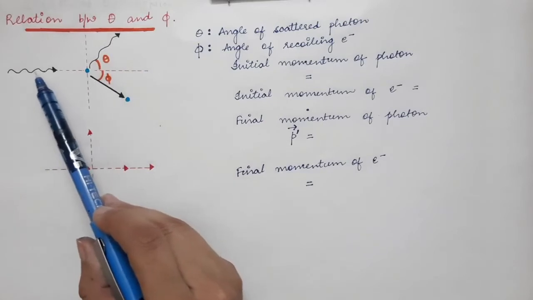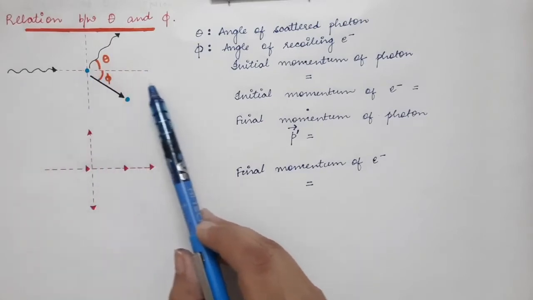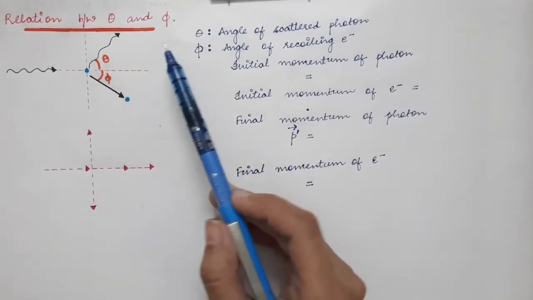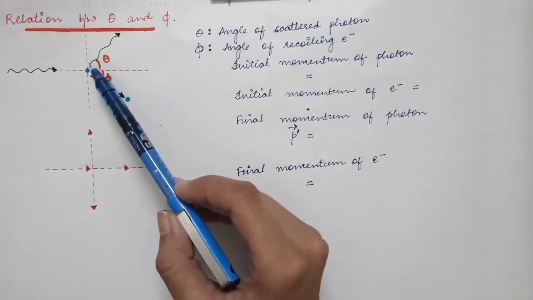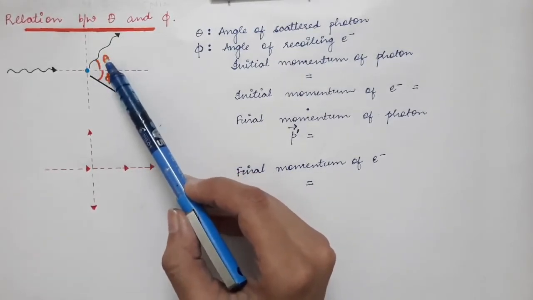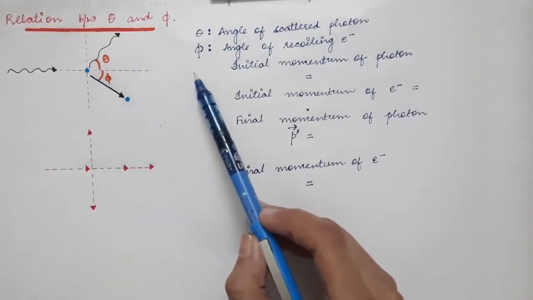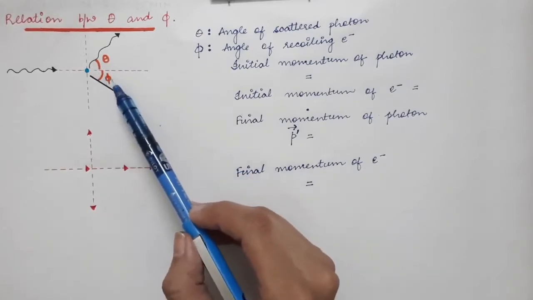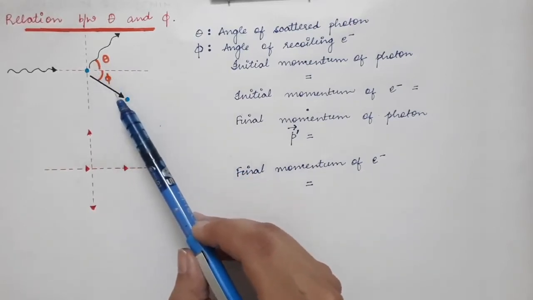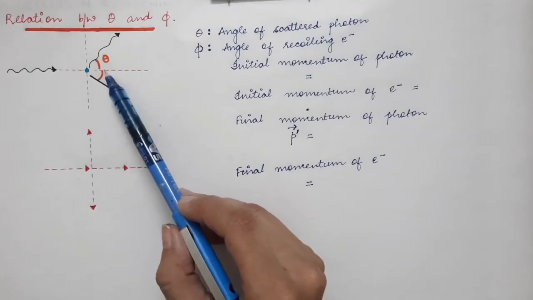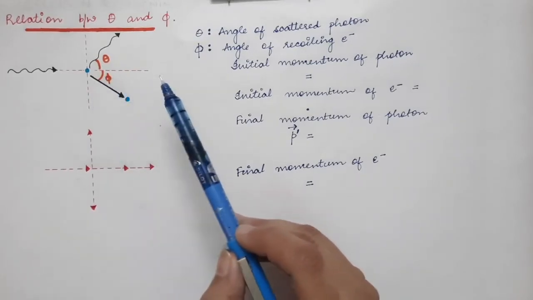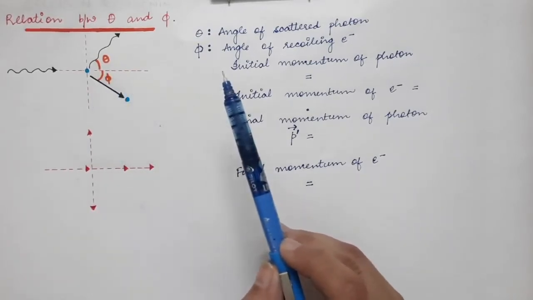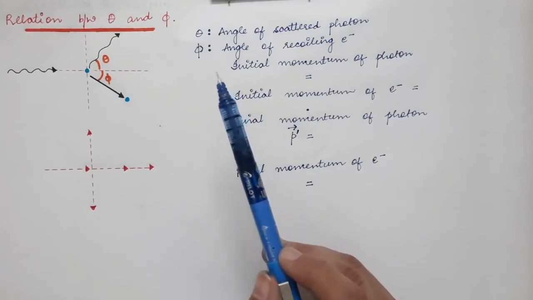So the incident photon is propagating along the positive x-axis, and the scattered photon makes an angle of theta with this horizontal axis, and phi is the angle which is made by the electron with the horizontal axis after the interaction, or you can say after the collision with the photon.